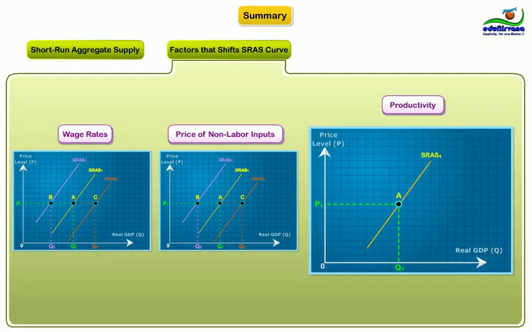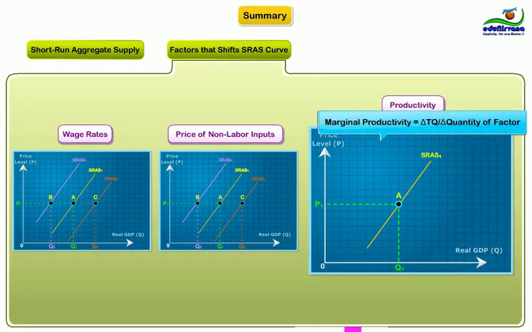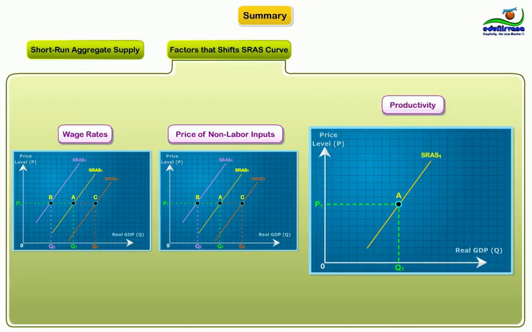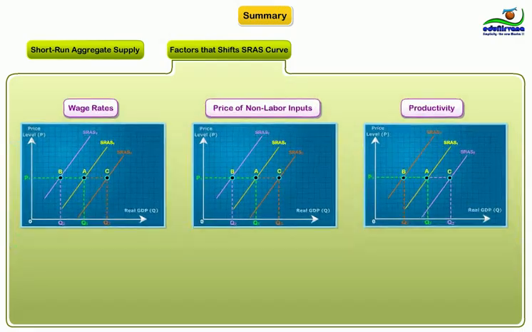Productivity. Productivity describes the output produced per unit of input employed over the same period of time. An increase in productivity means businesses will produce more output with the same unit of input. This causes the SRAS curve to shift rightward, and similarly vice versa.